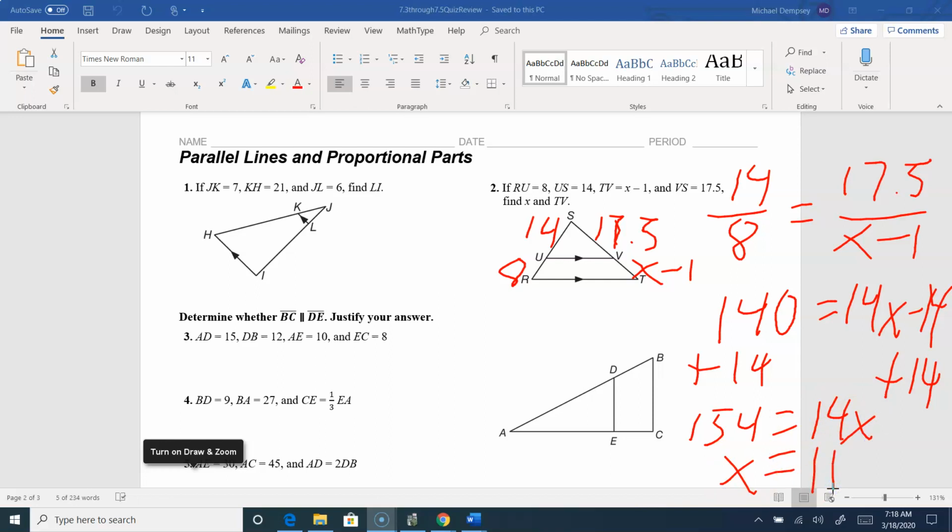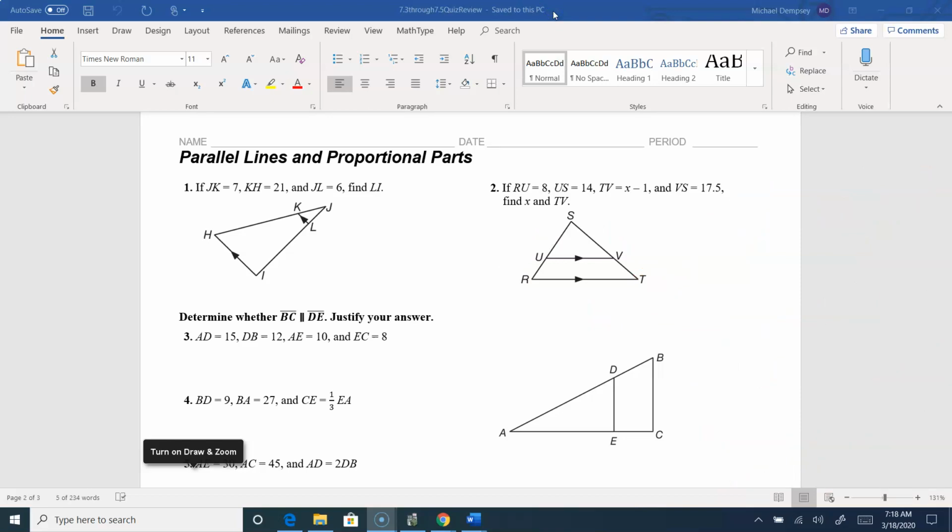So that's the first part, find x is 11, and then they said find VT. So if I wanted TV, actually, TV, so x would be 14, and then TV would be 14 minus 1. I'm sorry, x would be 11. X would be 11, and then TV would be 11 minus 1, it would be 10. Okay, if we had to do both parts of that, we find x and then find TV.